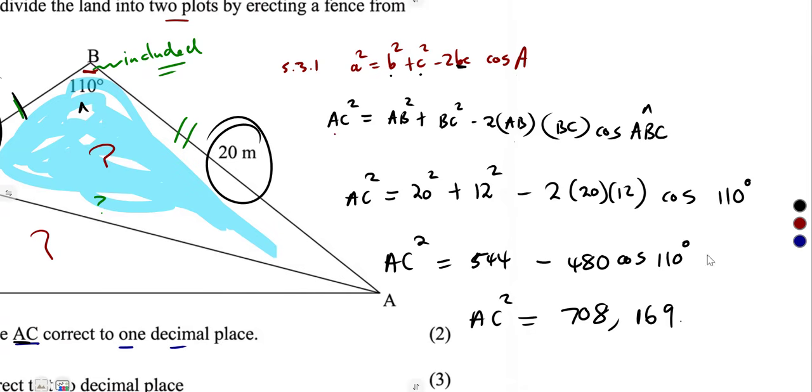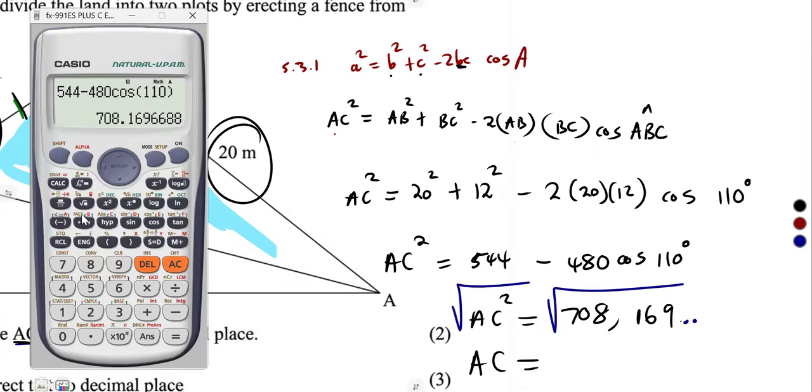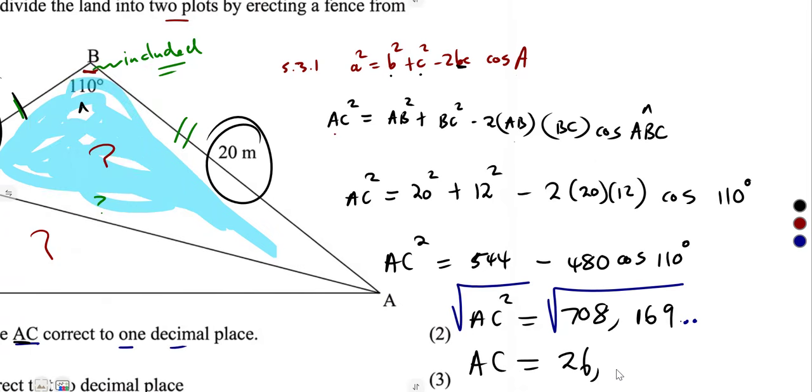Just leave it as it is. From those values as they are on your calculator, introduce the square root to determine the exact value of AC. The square root of the answer is 26.6 to 1 decimal place, as we are given. 1 cannot change 6, guys. So that's 26.6 in meters.